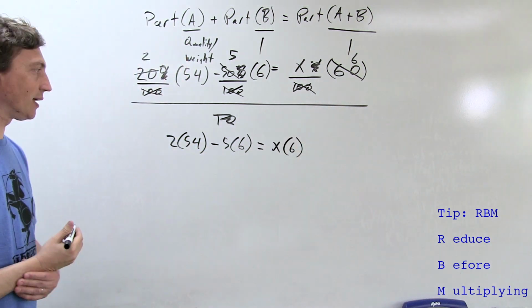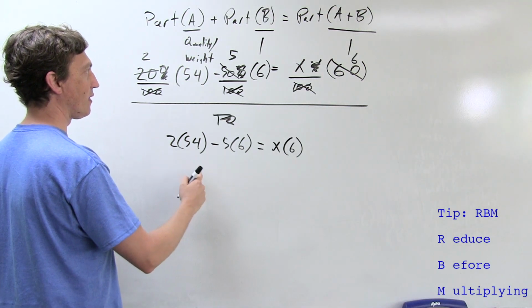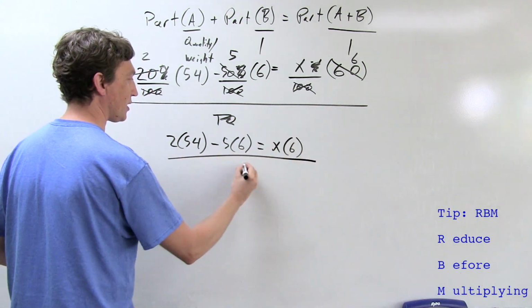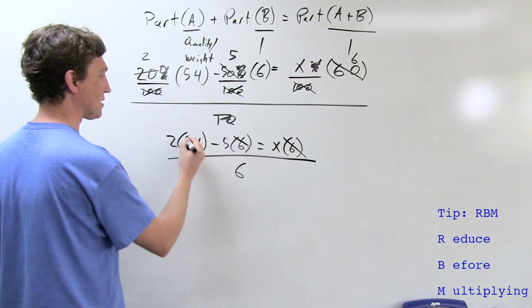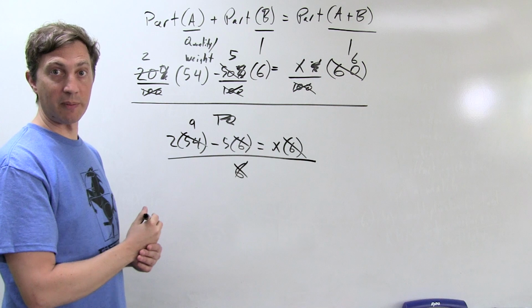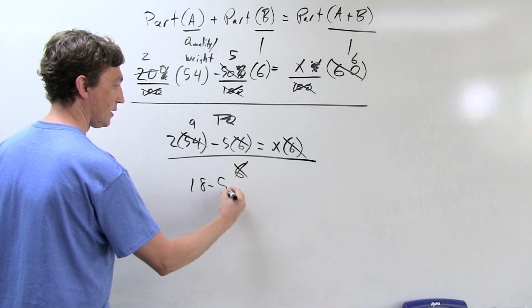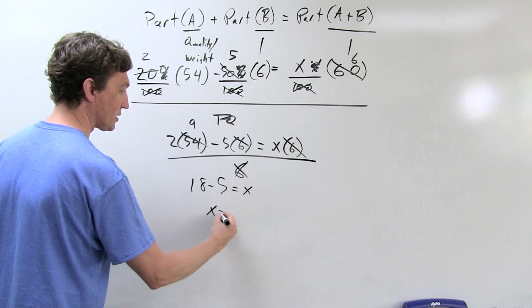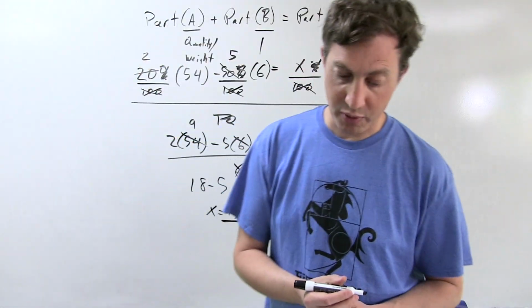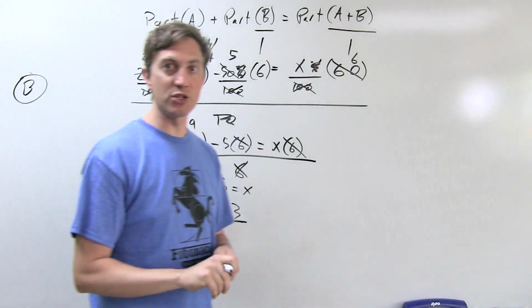And so yeah, I could calculate, but if I spot that I've got a 6 and another 6, and then I've got a 54, which is a multiple of 6, I could also divide this whole thing by 6. So I'd lose that 6, and this would become a 9. Now I've got a problem I can solve easily. 2 times 9 is 18, minus 5 equals X, or X equals 13. And since it's positive, that means it's going to be 13% profit, because loss is really just negative profit. That's the easiest way to do this problem.